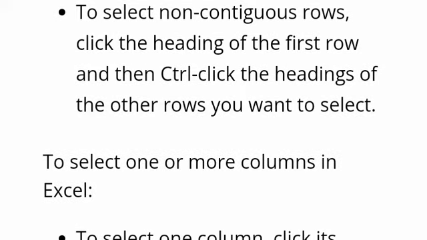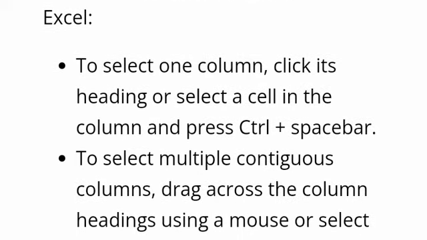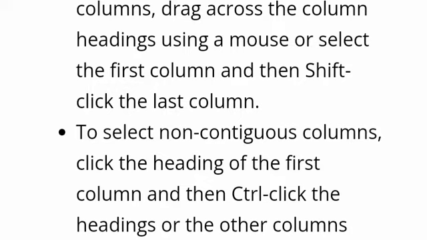To select one or more columns in Excel: to select one column, click its heading or select a cell in the column and press Ctrl plus spacebar. To select multiple contiguous columns, drag across the column headings using a mouse, or select the first column and then Shift-click the last column. To select non-contiguous columns, click the heading of the first column and then Control-click the headings of the other columns you want to select.